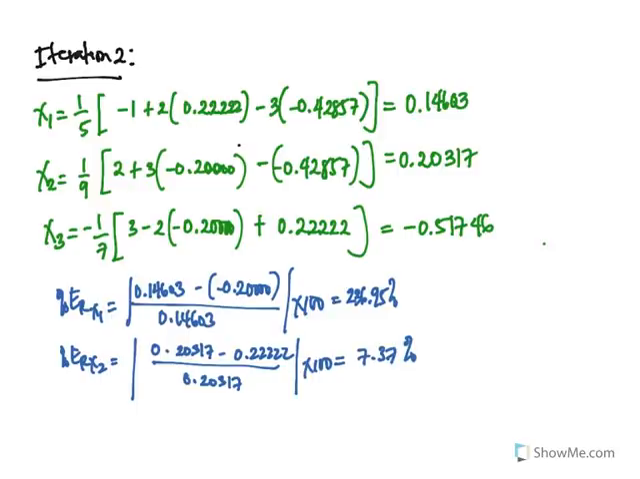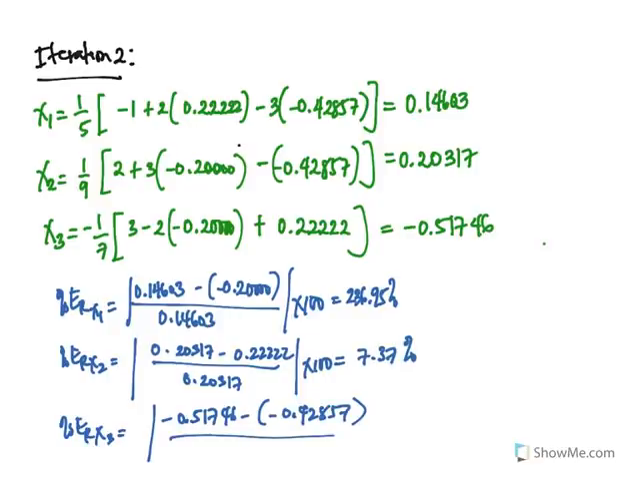And then sa third unknown, x3, ang relative error natin ay negative 0.51746 minus negative 0.42857 all over negative 0.51746 times 100. So you have 17.18%. Okay, so dito, remember, kapag nag-satisfy ka ng relative error, kailangan lahat sila ay masatisfy yon.